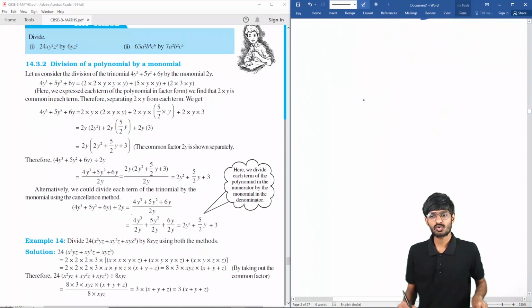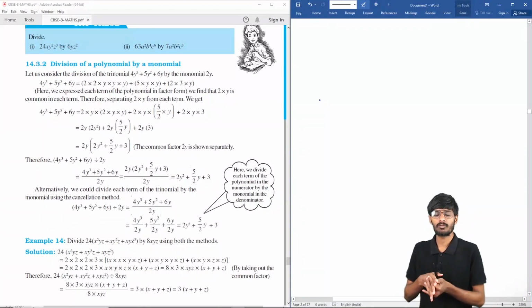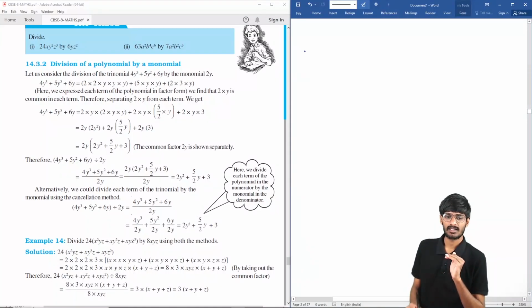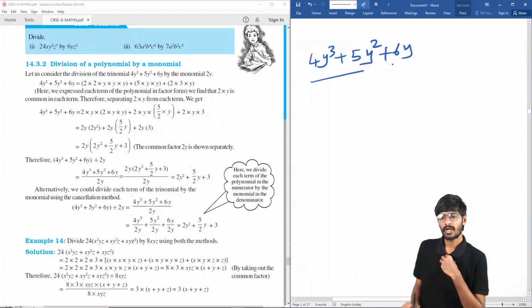So we have discussed how to divide a monomial by a monomial. Now, how to divide a polynomial by a monomial. Polynomials may contain 2 terms, 3 terms, whatever it may be. We'll do the task. So here we are having 4y cube plus 5y square plus 6y. It is the polynomial, and we have to divide it with 2y.